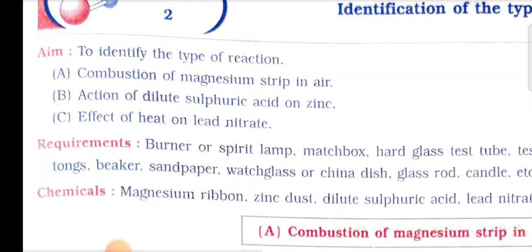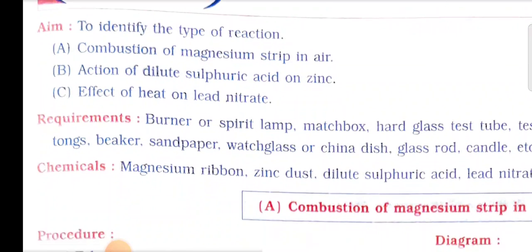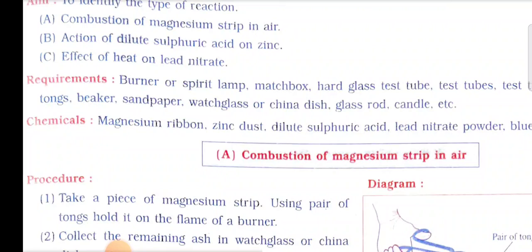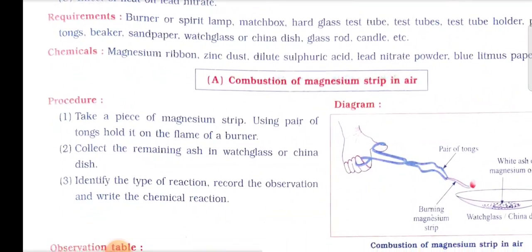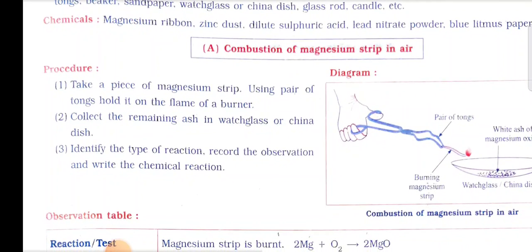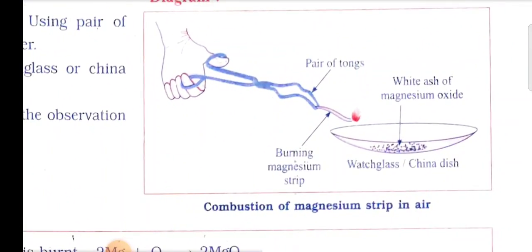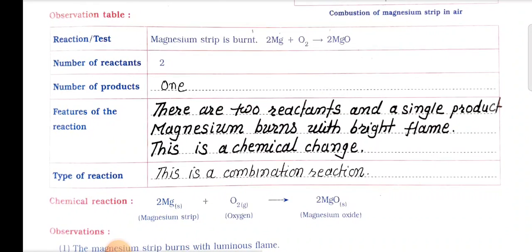There are three types: A, combustion; B, action of dilute sulfuric acid on zinc; and C, effect of heat on lead nitrate. Requirements are as follows, and chemicals: magnesium, zinc dust, dilute sulfuric acid, etc. Now, first, combustion of magnesium strip in air. Procedure here, diagram. Now, observation table here.